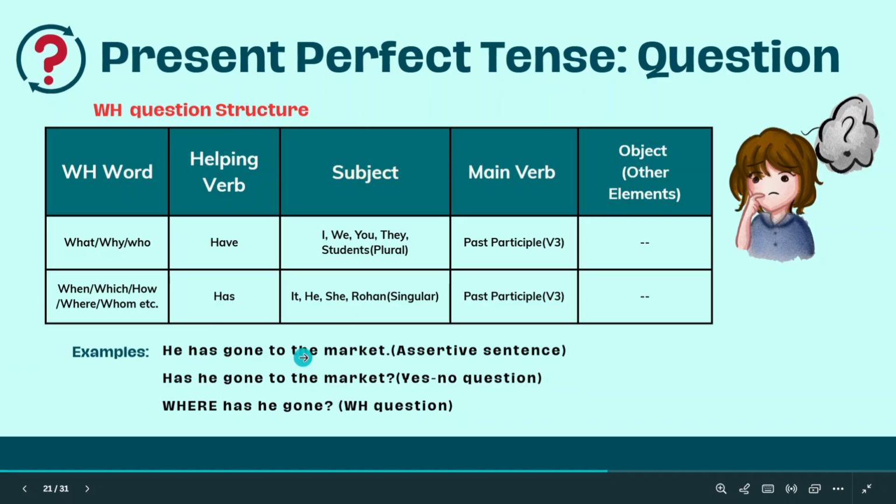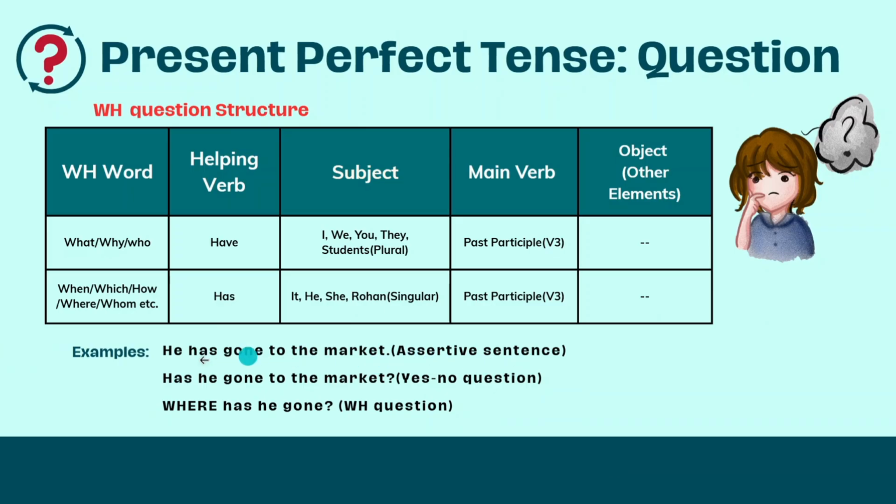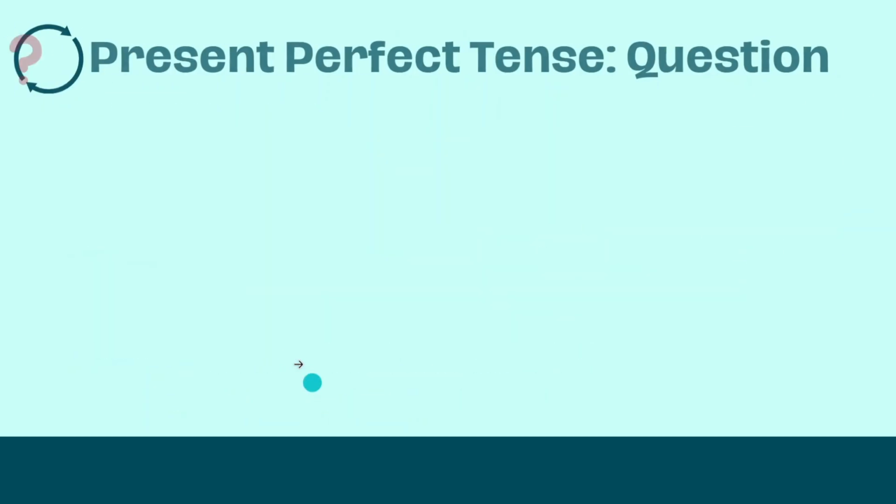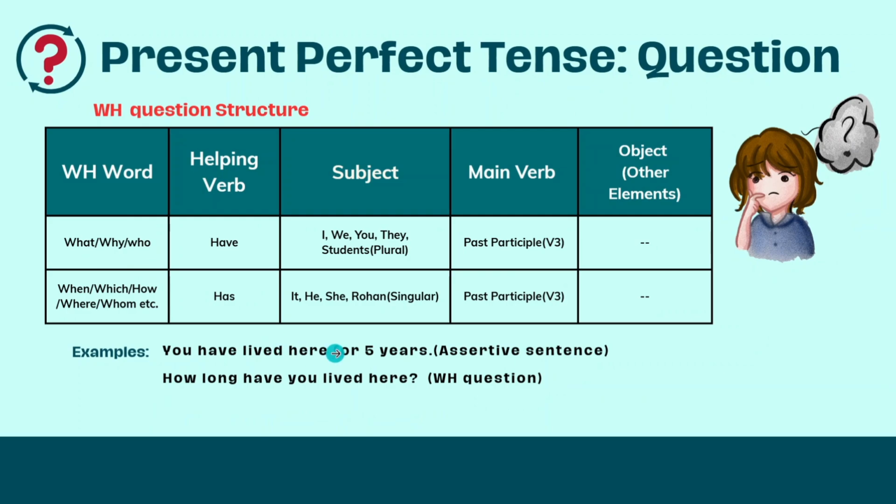Next one. He has gone to the market. Has he gone to the market? Where has he gone? I am questioning the market with where. You have lived here for 5 years. How long have you lived here? Remember, WH word, have, has, subject, then the past participle.